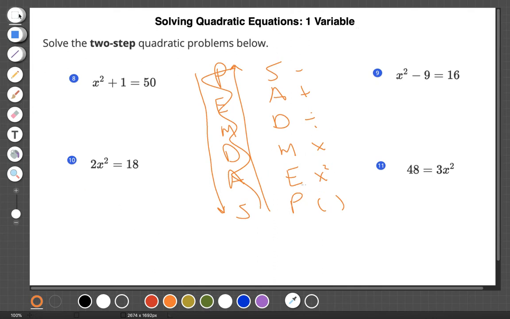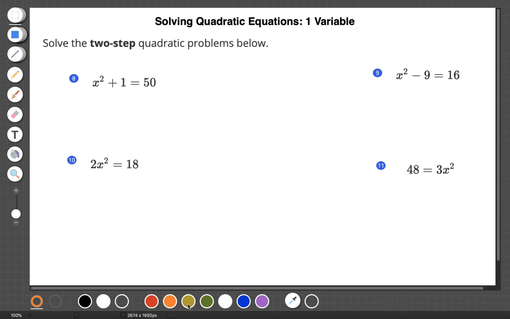So let's look at number 8. We have x squared plus 1 equals 50. So what I'm thinking here is, okay, I need to solve this equation. And as I just said, we need to get rid of everything except for the squared first. So we have a plus 1 on the side of the equation. So what do I want to do? I want to subtract 1 from both sides. And what do we get? We get x squared, so these canceled out.